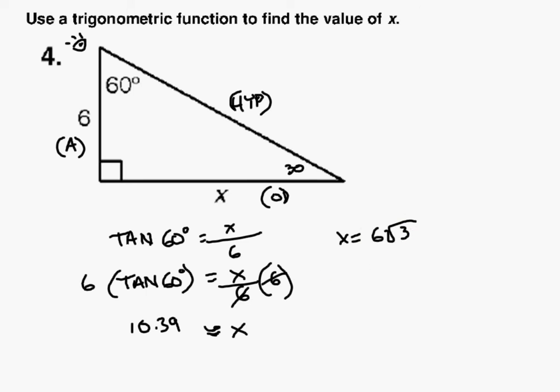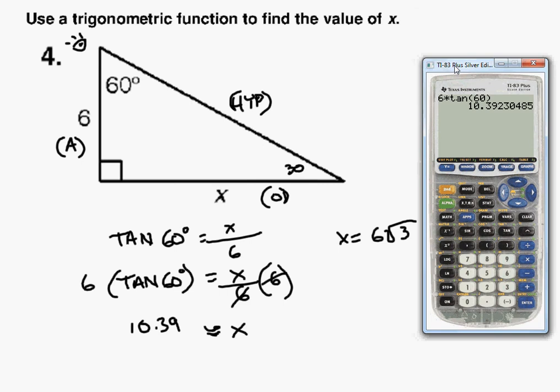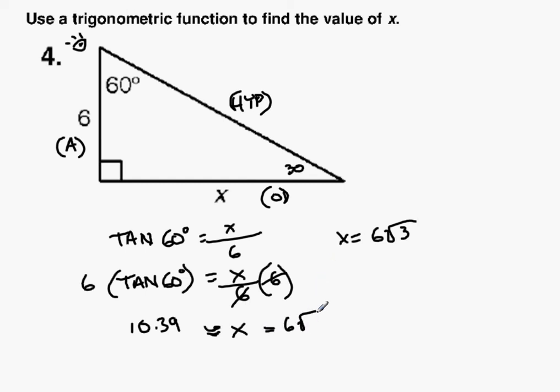So on my calculator, let's just see how close that is. So if I were to go 6 times the square root of 3, guess what? I get the exact same answer. So this is the exact answer in radical form. This is the decimal approximation.